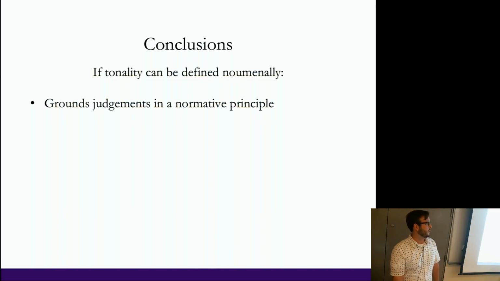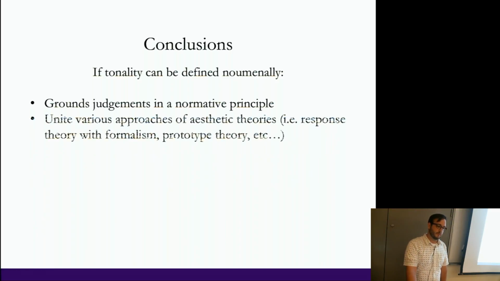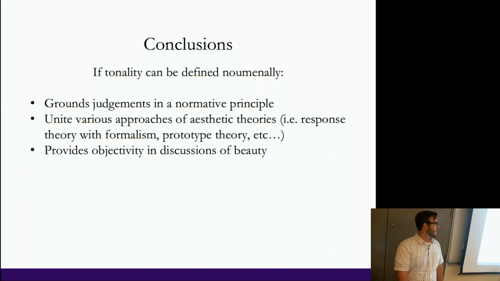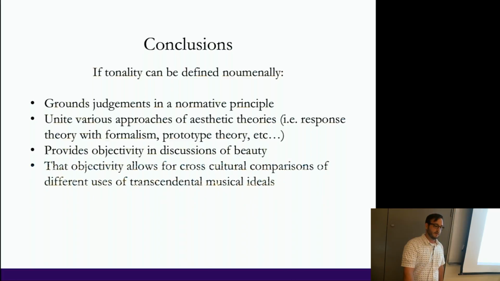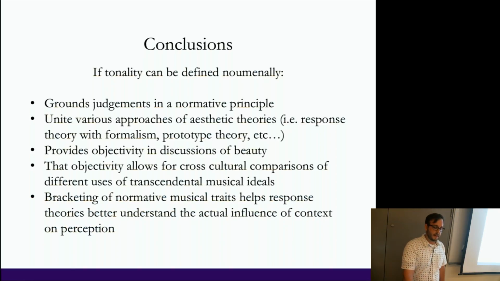And to conclude, if I were to be able to define tonality noumenally, I can ground judgments in a normative principle. We can unite various approaches of aesthetic theories, i.e. response theory and formalism, prototype theory, etc. We can provide objectivity in discussions of beauty, and that objectivity allows for cross-cultural comparisons of different uses of transcendental musical ideals. And finally, a bracketing of normative musical traits helps response theories better understand the actual influence of context on perception.